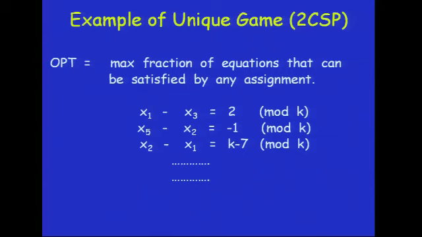And the conjecture is that this problem is very hard to approximate. Now, we don't really care so much about the fact that these are linear equations modulo k. What we really care about is that each constraint has the property that, let's say the constraint is x1 minus x3 equals 2, once you fix any value to x1, there is a unique value to x3 which satisfies the constraint, and vice versa, right? So this is the property we really care about.